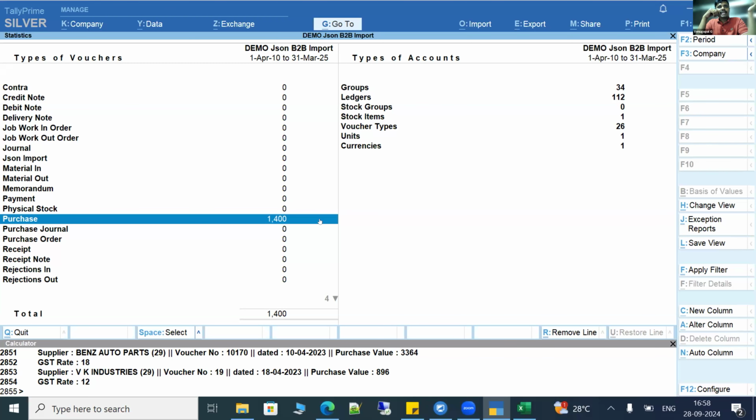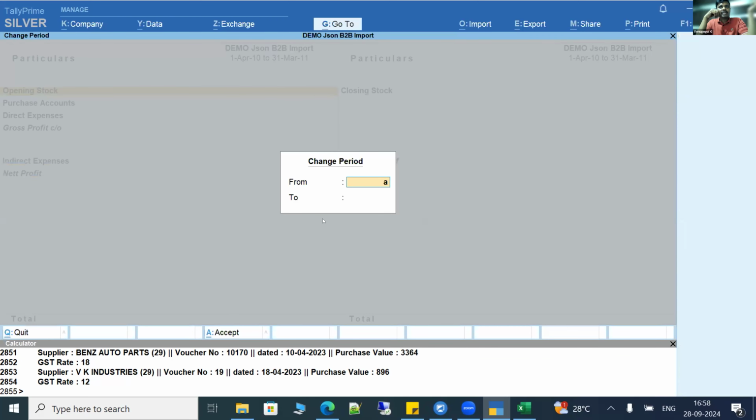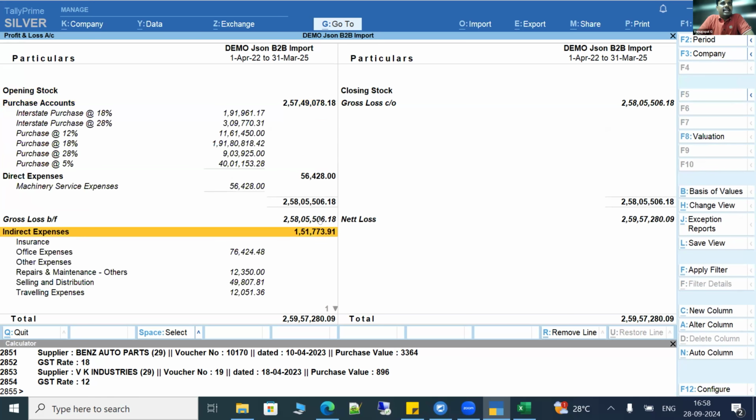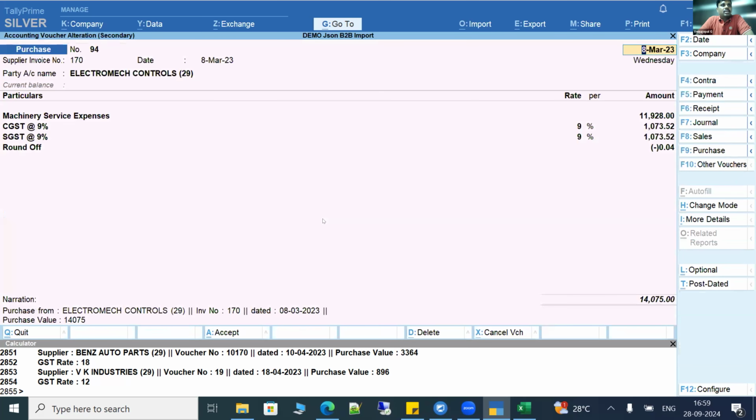Now let's go to P&L and see that. Which period? 22, 23. So you can see the entire entries have come. Alt F1. Insurance, machine repair, everything has come. Can you just go to one machine repair? So look at this. Supplier invoice number is there. Invoice date is there, which is coming from the invoice and everything. We have put it to machine service. It has gone exactly to the machine service.